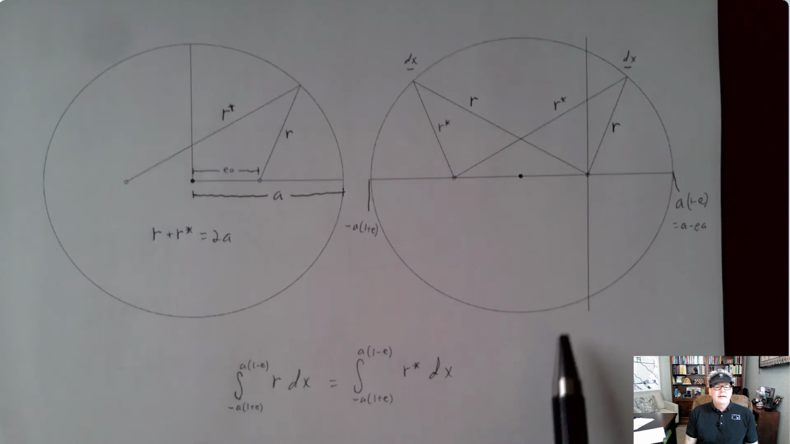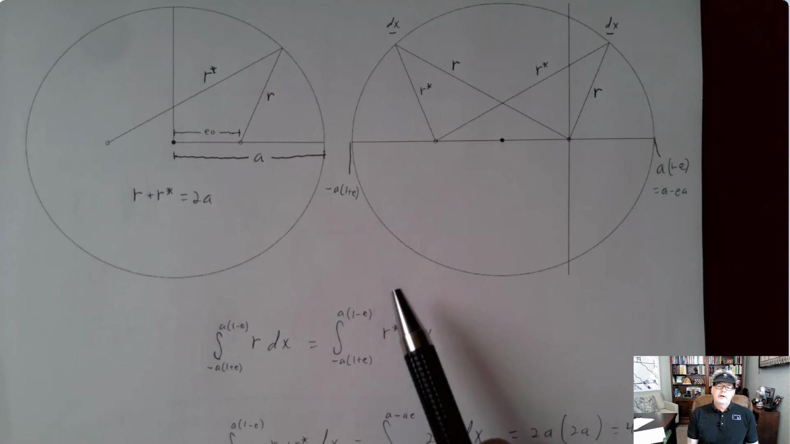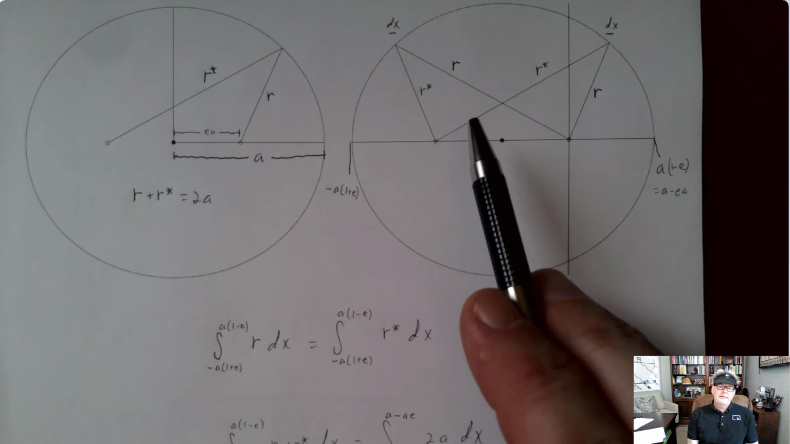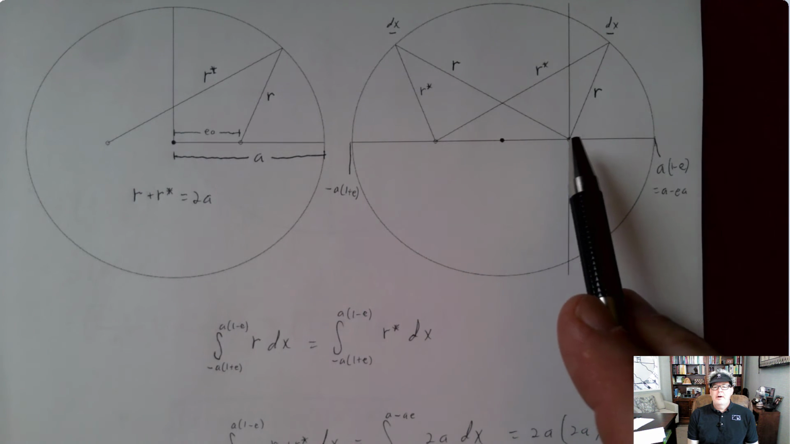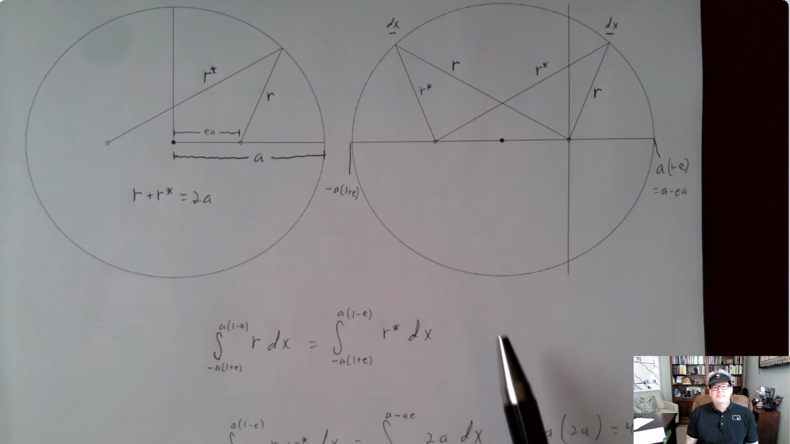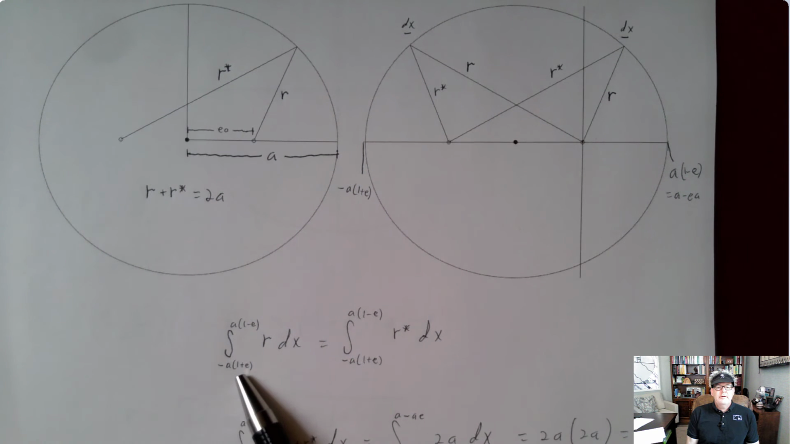So again, if I integrate over the full range of x of r dx, I would get the same result if I integrated r star, where r star is the distance each point is to the other focus, right? Because by symmetry, however far away you are at one point, you'll be that far away from r star at another point. I guess the same y value, but on the other side. So this integral equals that integral.